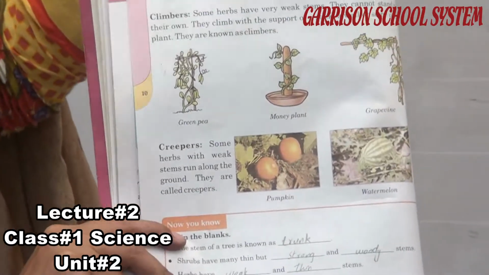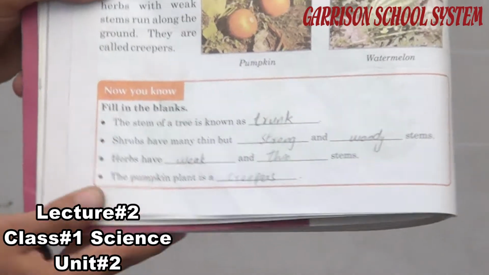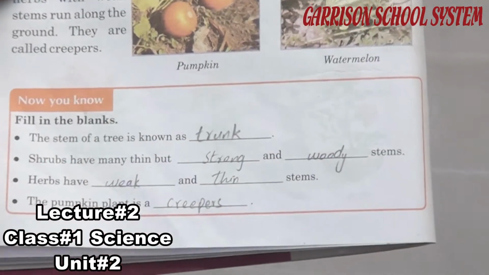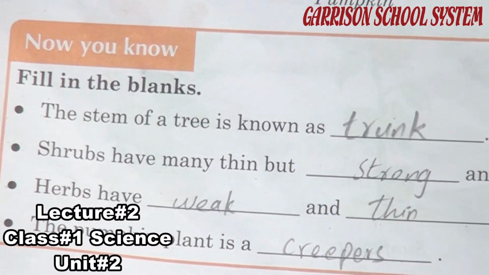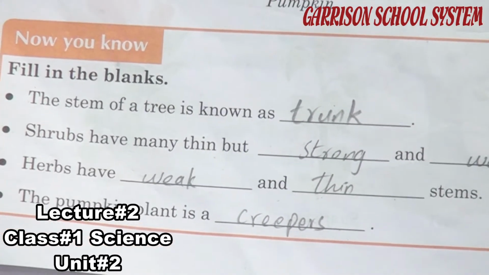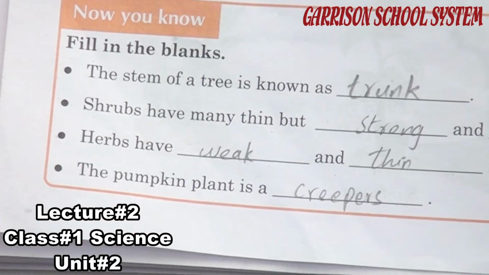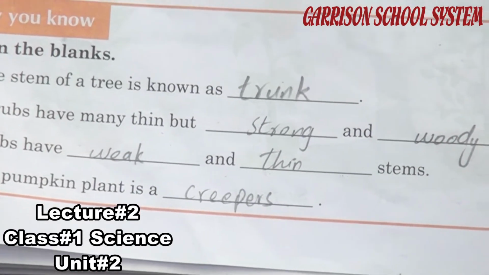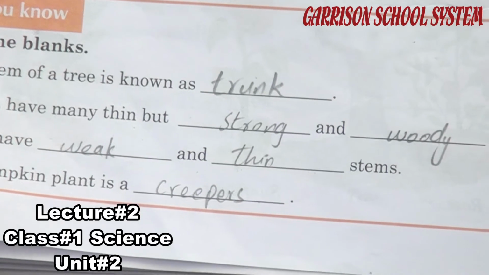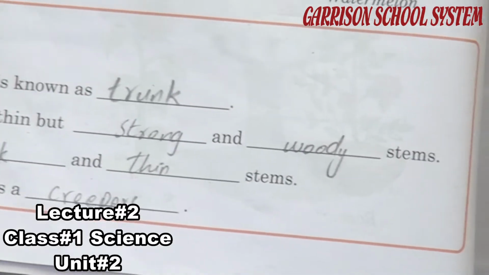When you come to page number 10, here is an activity in the form of fill in the blanks. Number 1 is, the stem of a tree is known as dash. What is the second name for the stem of a tree? Trunk. T-R-U-N-K, trunk. Number 2, shrubs have many thin but dash and dash stems. What type of stem do shrubs have? Strong and woody. S-T-R-O-N-G, strong. Second blank, woody. W-O-O-D-Y.